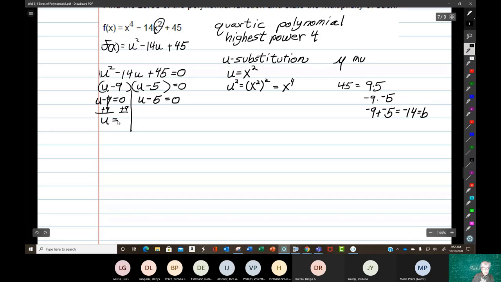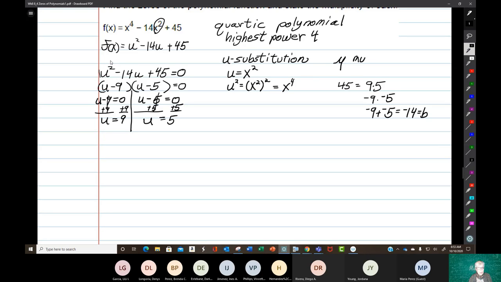Add 9. U equals 9. And then I'll add 5 to both sides here. U equals 5. Isn't that beautiful? We are now in danger, though, of getting this problem wrong, because we're supposed to be solving for x, not U. U is just the intermediate step.